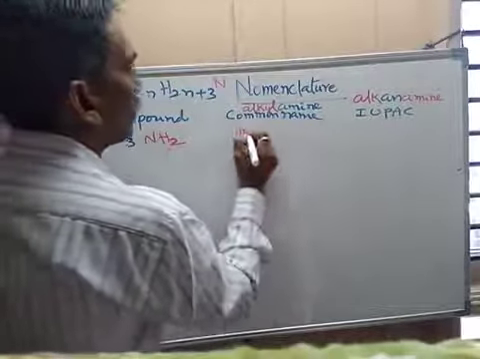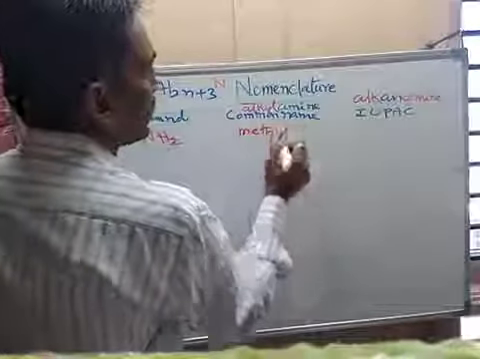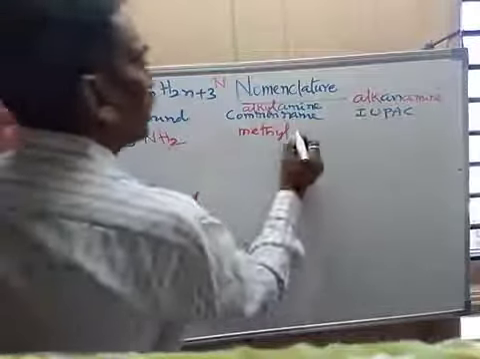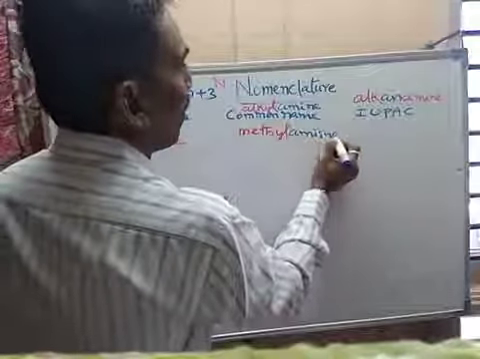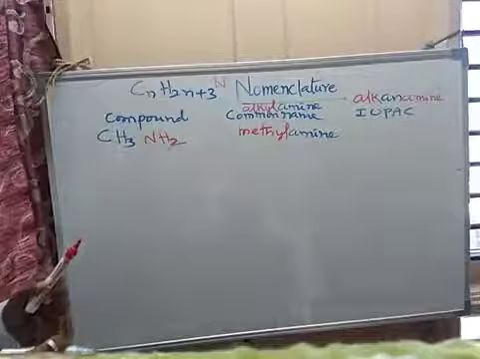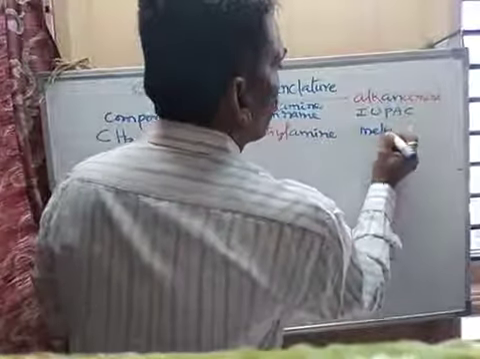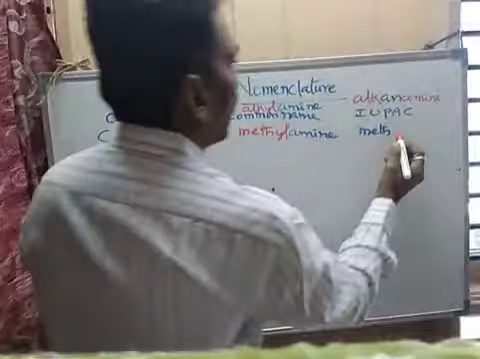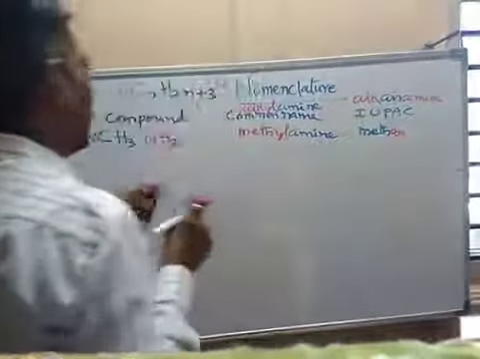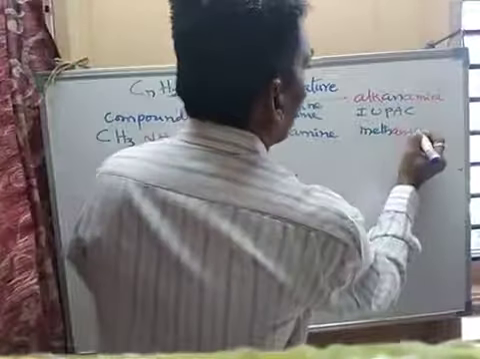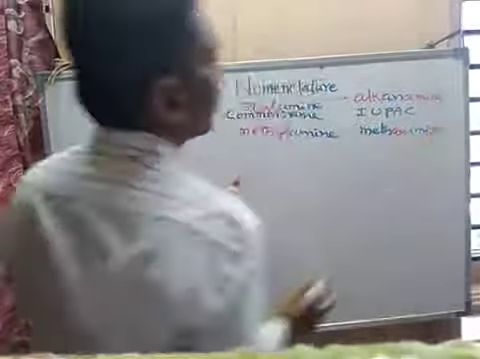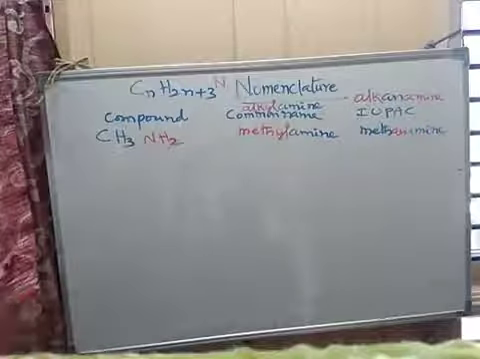CH3 is named as methyl, and the suffix is amine. Methylamine is which name? Common name. The IUPAC name is: one carbon chain, that is meth, and the saturated carbon is always an, methane, and NH2 is denoted by amine, and its name is methanamine.